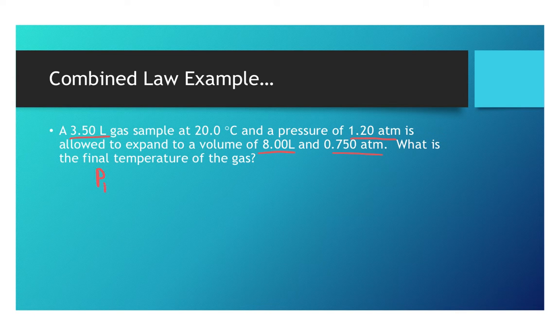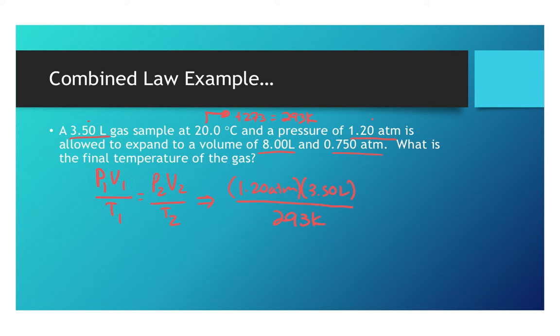So here I go. P1 V1 over T1 equals P2 V2 over T2. Let's start filling that in. Do we know the first pressure? Yes, it's 1.20 atm. Do we know the first volume? Yes, it's 3.50 liters. Do we know the first temperature? Yes, it's 20 degrees Celsius, but we remember we have to change that into Kelvin by adding 273, which gives us 293 Kelvin.